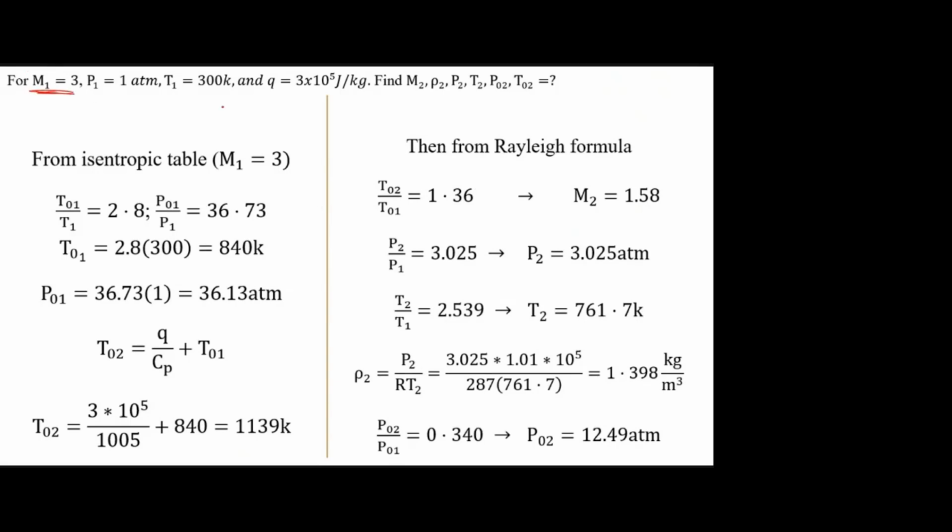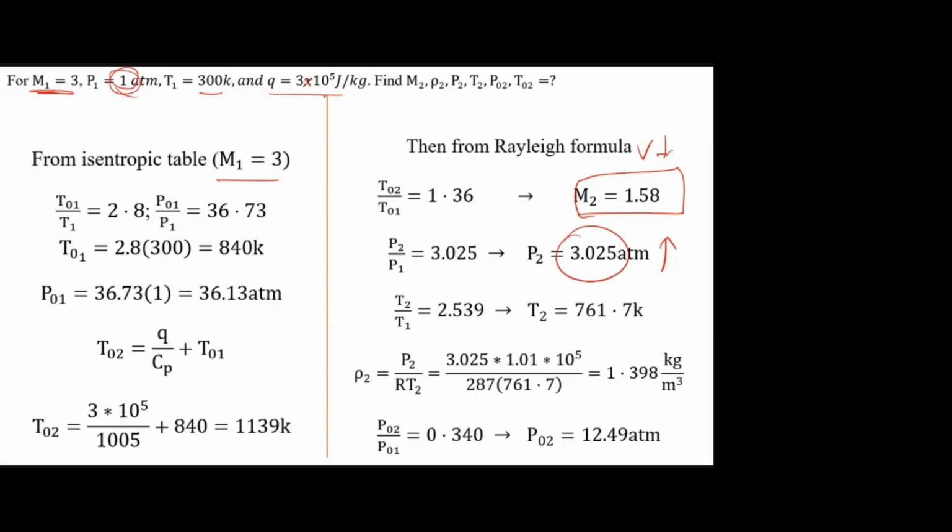So here they have taken Mach number 3, and the Q is 3 into 10 power 5 heat addition. P1, T1 also given. See, for the Mach number of 3, it is decelerated to 1.58. In the subsonic it is accelerated, in supersonic it is decelerated. Of course, if velocity decreased, definitely this pressure will increase. So here 1 atm, here 3 atm.